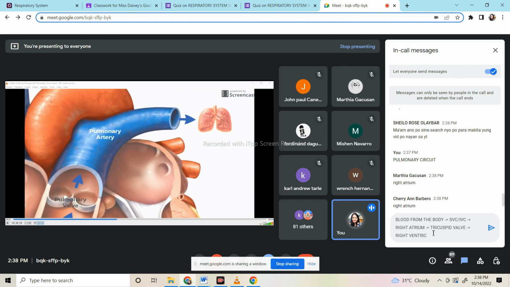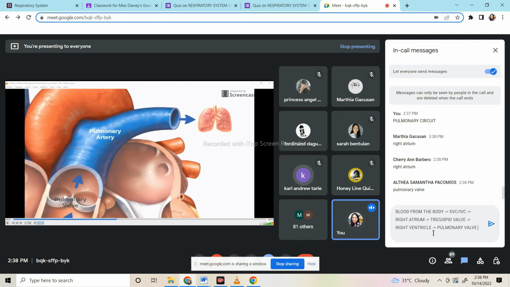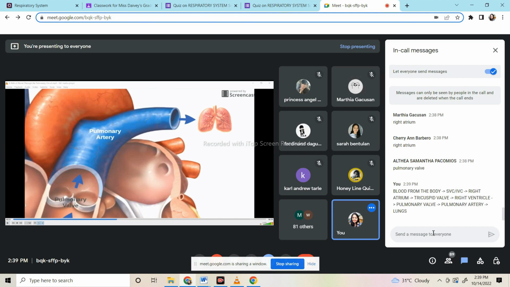Right ventricle. And then after the right ventricle is? Pulmonary valve po. Okay, very good. Pulmonary valve or the pulmonic valve. And then next is the? Pulmonary artery. Okay, pulmonary artery. And then next is? Lungs. Very good, lungs. So this is your pulmonary circuit or pulmonary pathway.